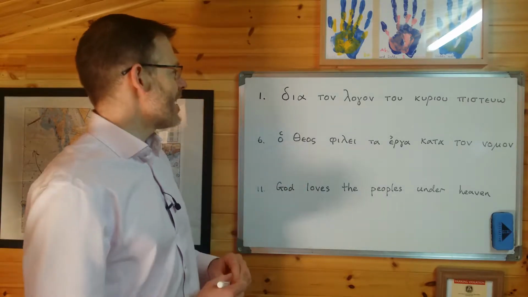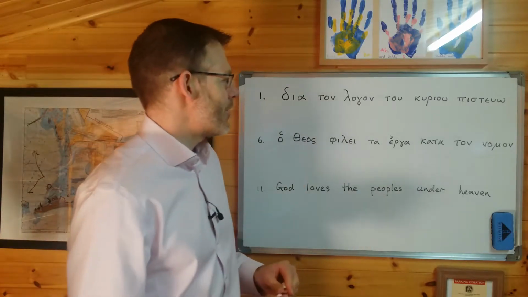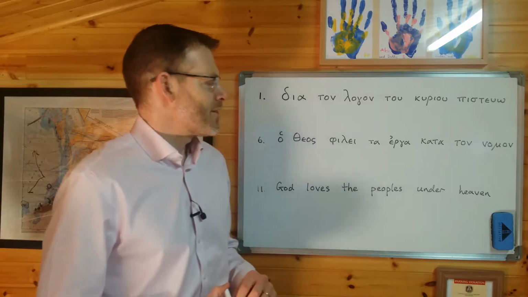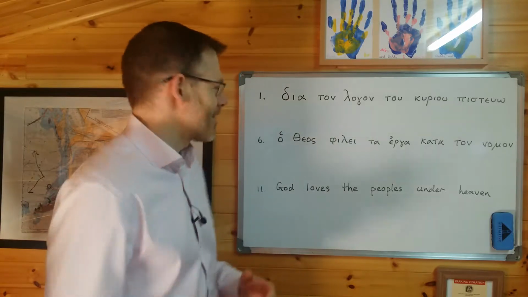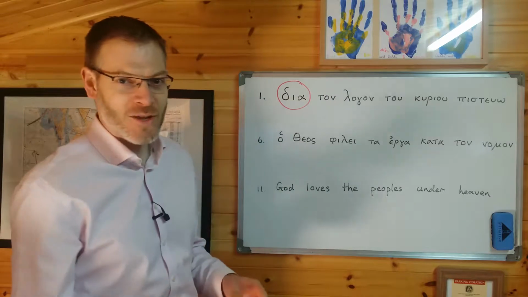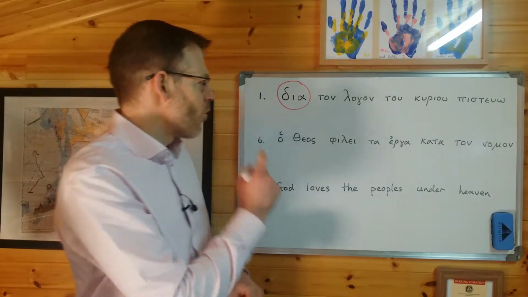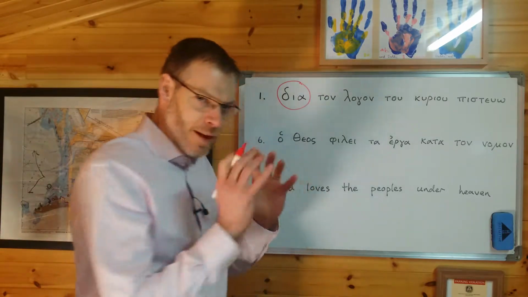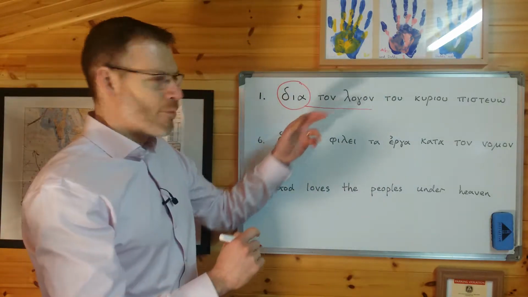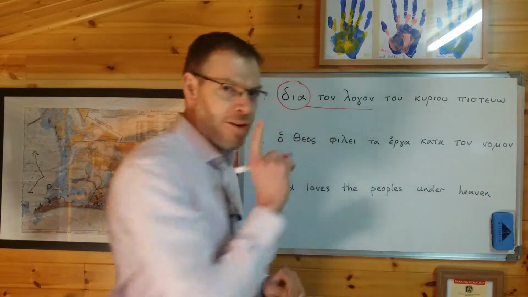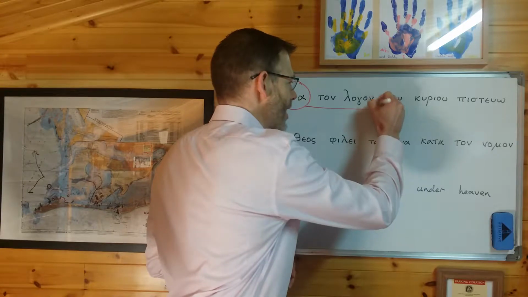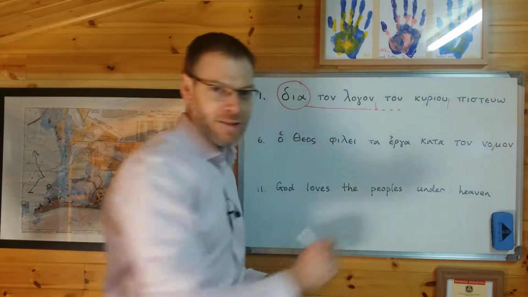Here goes. Dia ton logon to kuriou pistuo. Now, you probably can't resist the temptation to identify the preposition straight away, right at the front of the sentence. And what you also want to do, I encourage you, is just recognize that you've got the complement which follows the preposition. Of course, there is a question then about where the complement ends. Does it stop here or does it stop here? We'll come to that in a moment.